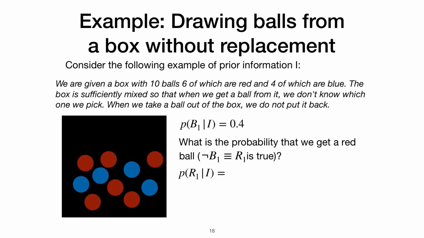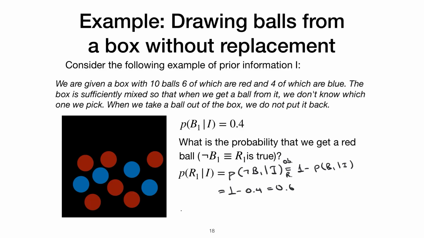Now that we know the probability of drawing a blue ball first, we can calculate the probability that we're going to get a red ball. Of course, a red ball is simply not blue. So the probability of a red ball is the probability of not a blue ball, which is of course, using the obvious rule, 1 minus the probability of a blue ball, which is 1 minus 0.4, which is 0.6.